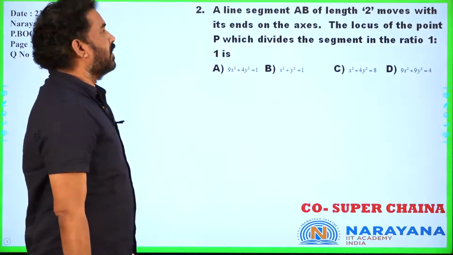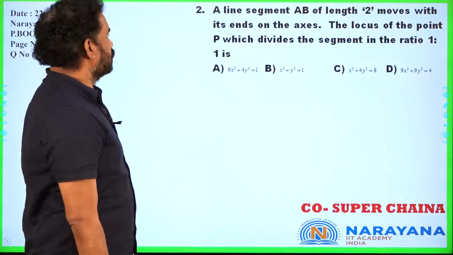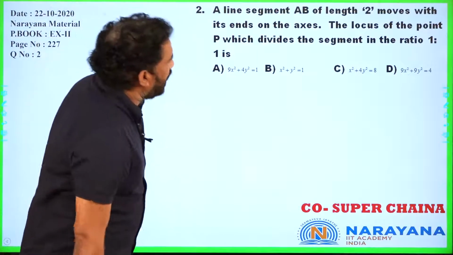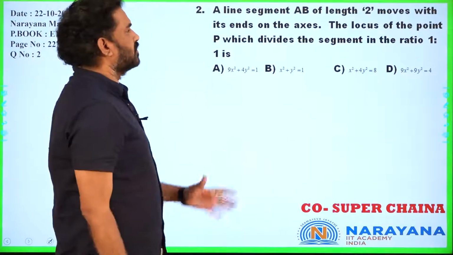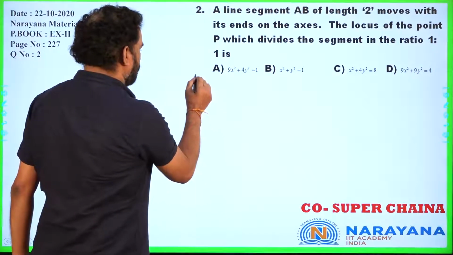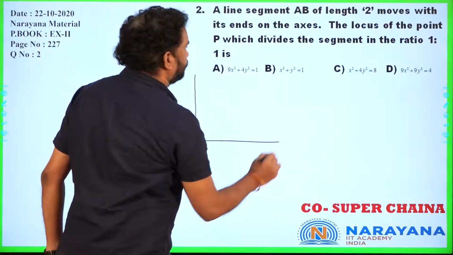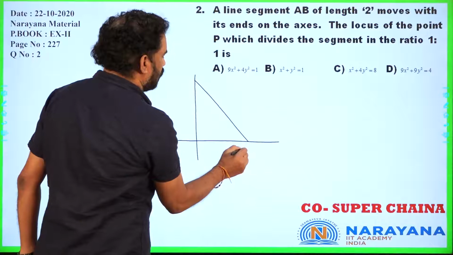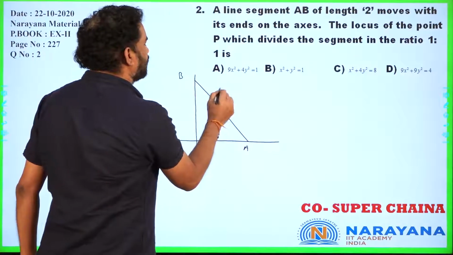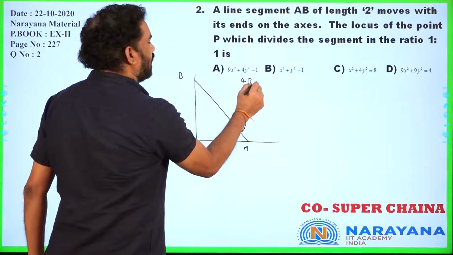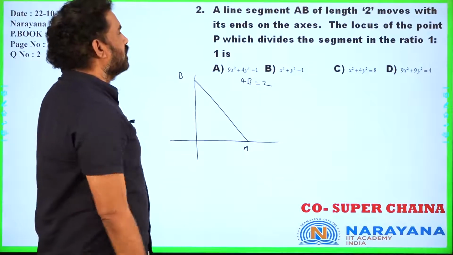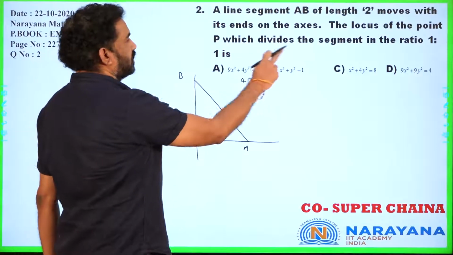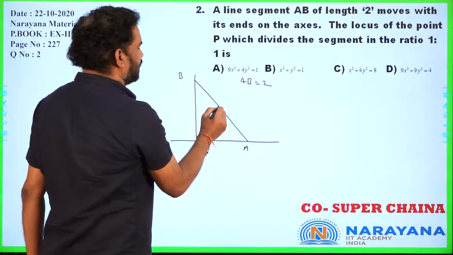Next, a line segment AB of length 2 moves with its ends on the axes. The locus of the point which divides the line segment in the ratio 1:1. Very simple question. So, let us take the coordinate axes like this. A line segment AB. So take this as AB. The line segment AB has a fixed length, its length is given. AB is equal to 2 is given. The locus of the point P which divides 1:1 means indirectly the midpoint. So this is the point P.